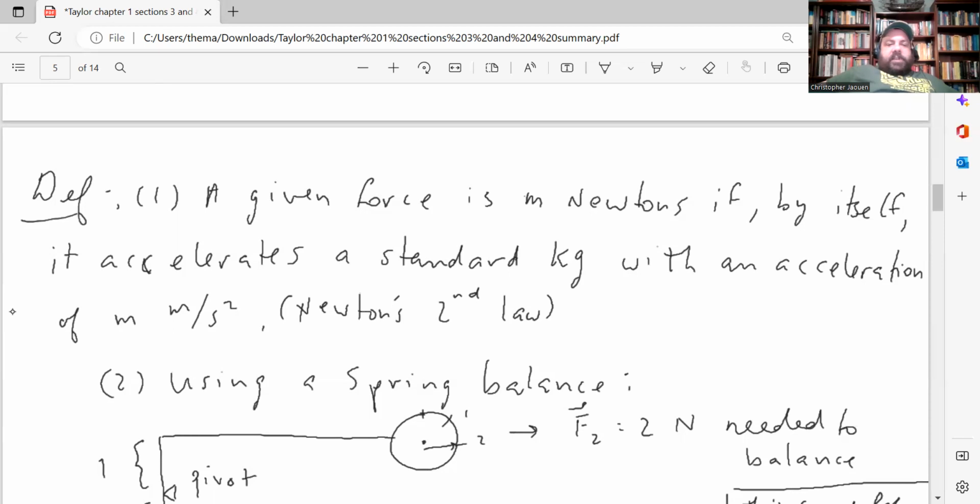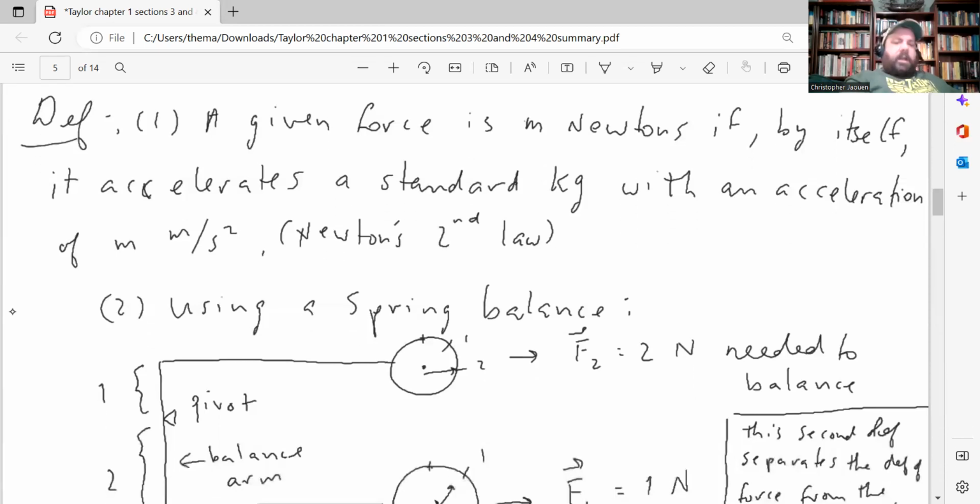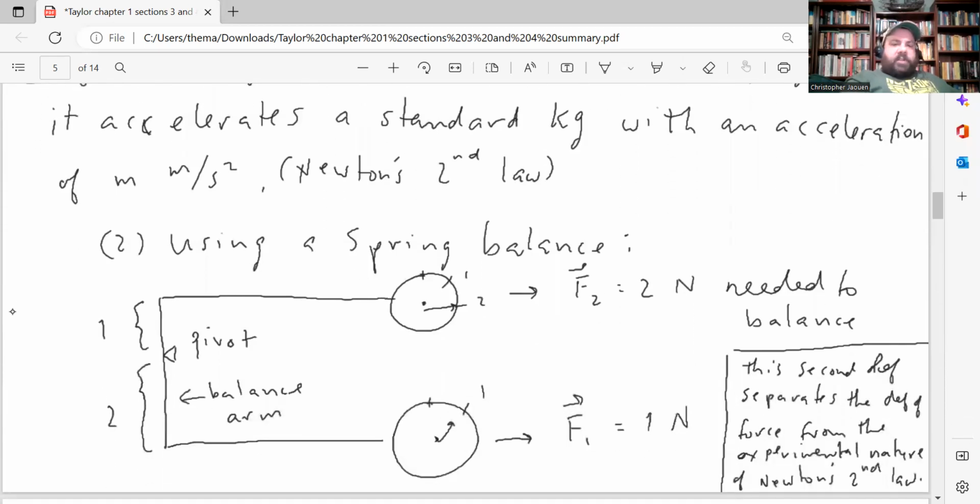The first one is that a given force is said to be m Newtons if by itself it accelerates a standard kilogram with an acceleration of m meters per second squared, which is, in other words, a definition given in terms of Newton's second law, which we'll get to in a minute. But he says there are philosophical reasons why you would prefer one definition over the other. Let me go over number two first before I say what he says about that.